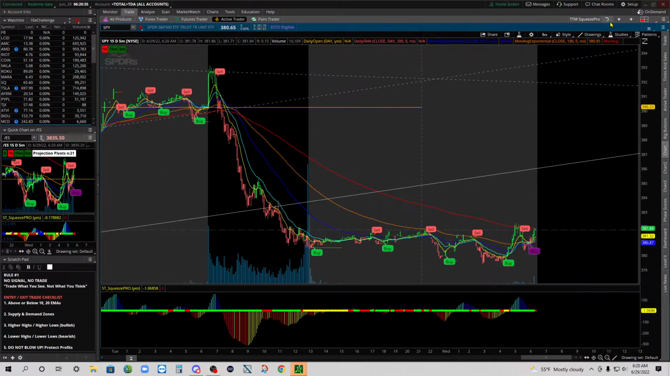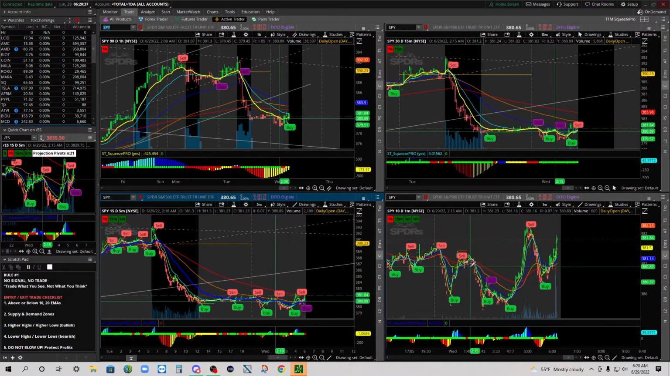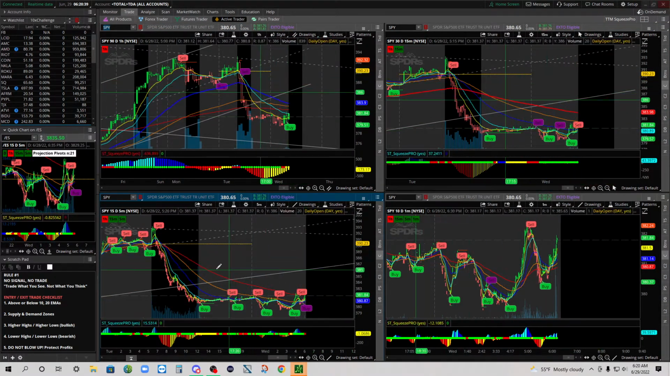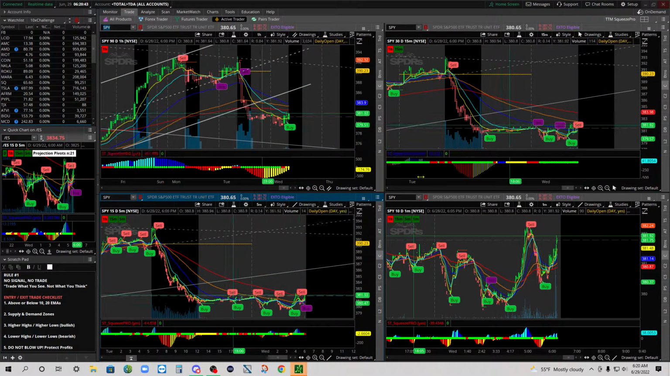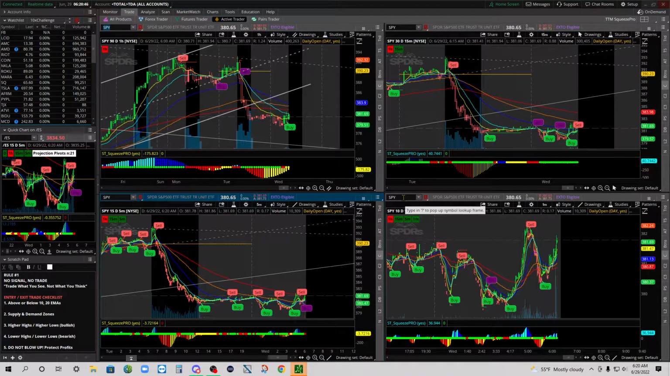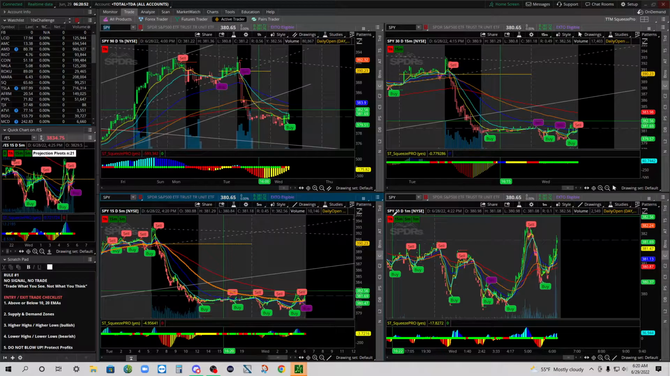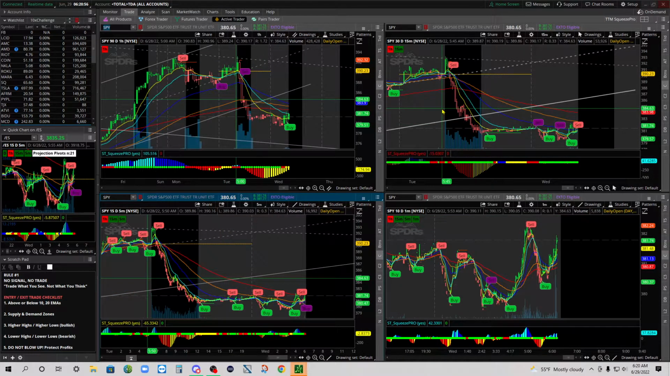All right. So as far as the setup itself, you can see my screen right here. I have the 1 minute, the 5 minute, the 15, and the 1 hour. These are the four time frames that I like to look at in a stock that I want to trade. That way it gives me an idea what the bigger time frames look like, the smaller time frames, and everything in between.